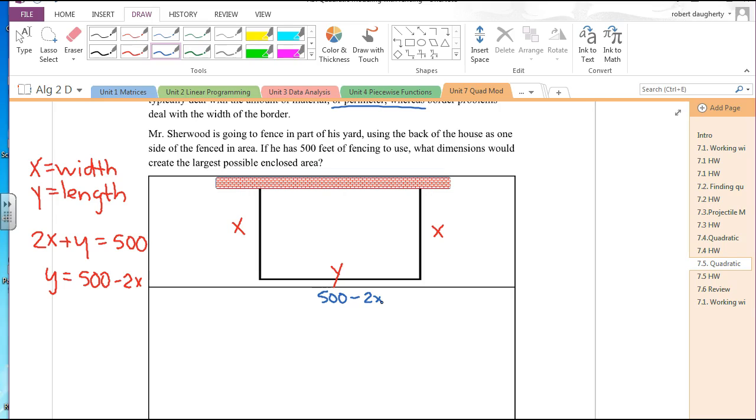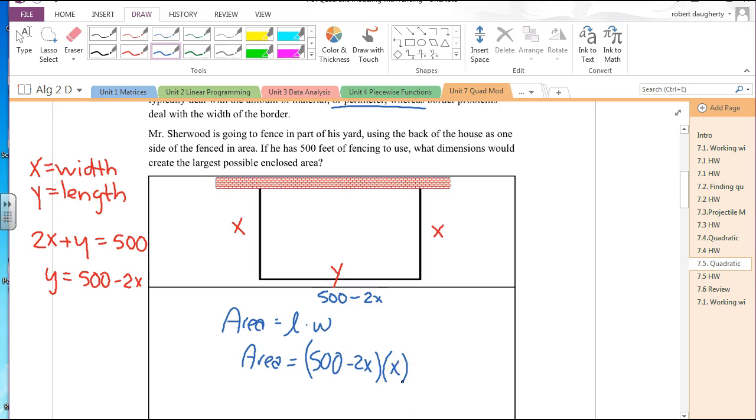Now, what's the objective? What do I want to do here? The biggest area, I want to maximize the area. How do you find the area of a rectangle? Yeah, so the area is going to be the length times the width. What is the width of this rectangle? So area is going to be, first of all, I guess I'll do length. The length is what? 500 minus 2x. And then the width is x.